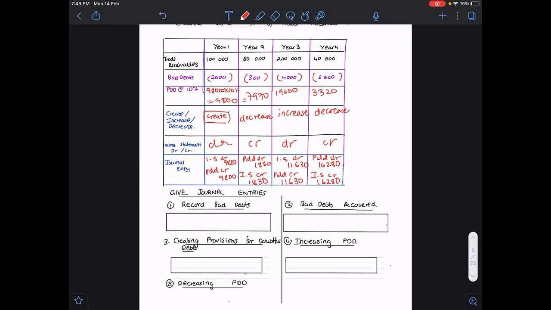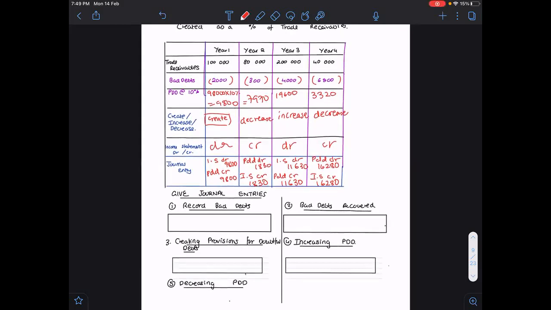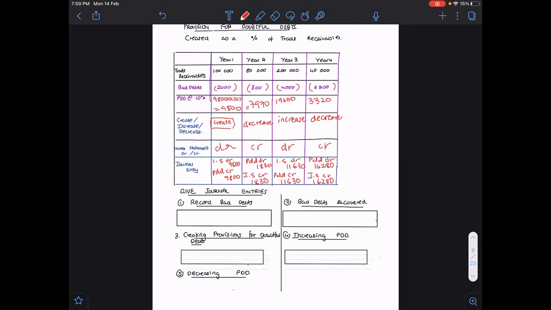Income statement debit and provision for doubtful debts credit. A decrease in provision for doubtful debts will be provision for doubtful debts debit and income statement credit. So an increase in provision is a loss, so income statement debit. A decrease in provision is a gain, so income statement credit.